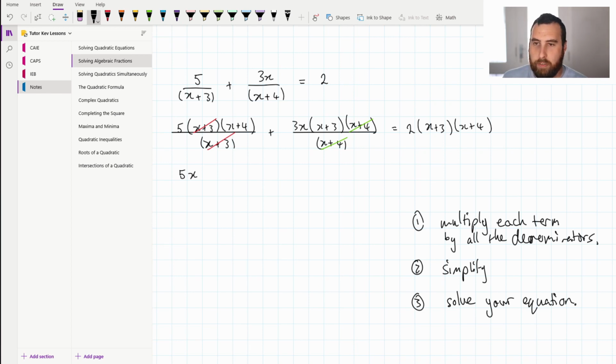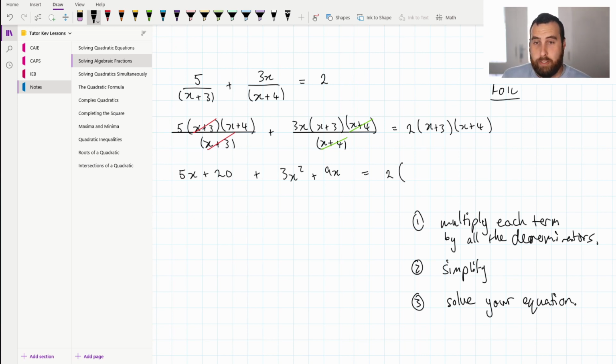So here I'm going to get 5x plus 20 plus 3x squared plus 9x. And that must equal, now what I generally do in these scenarios, I first multiply out my binomial brackets using FOIL. So FOIL these guys out. And for those of you who don't know what FOIL is, it's the first terms multiplied, then the outer terms multiplied, then the inner two terms multiplied, and then the last two terms multiplied. And then once I've done that, then I multiply by the 2.